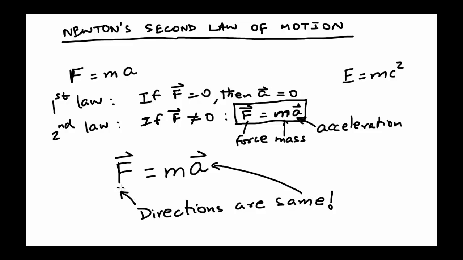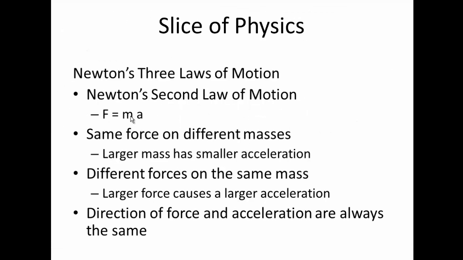So Newton's second law tells us that when there's an external force applied on a mass, that force changes the motion of the object, resulting in an acceleration, and the direction of that acceleration will be the same as the direction of the applied force. So to summarize, in this video we have discussed Newton's second law of motion, which is represented by this equation F equals ma, and we saw the various things it tells us.